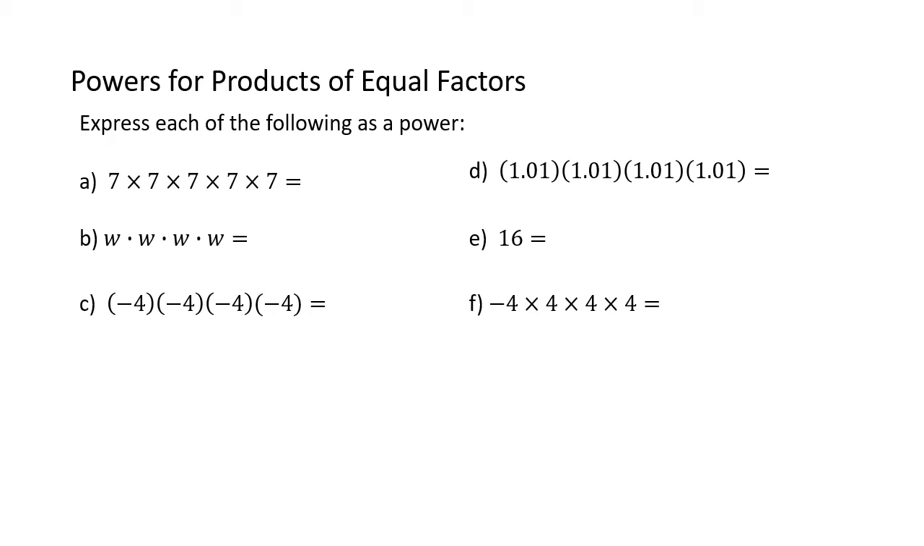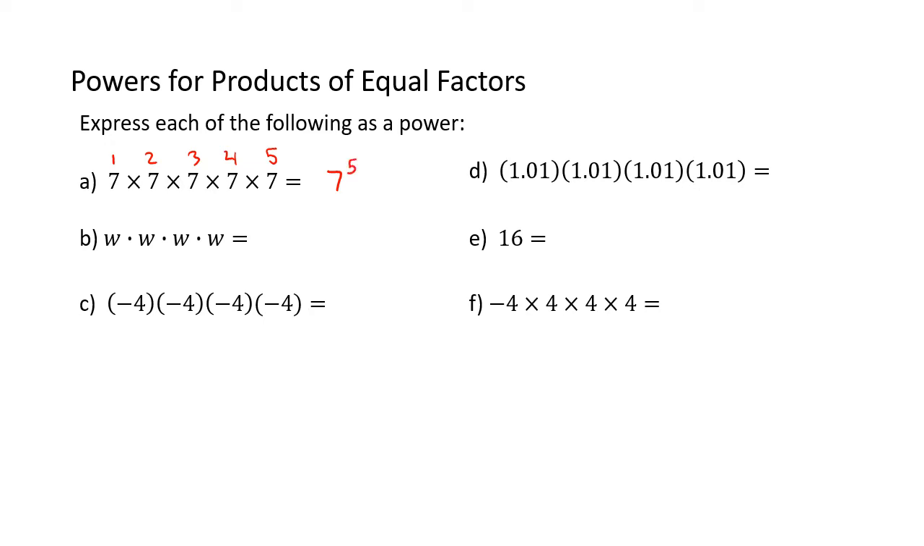In the first case, we have 7 times 7 times 7 times 7 times 7, or 5 times. That means all the numbers are the same. Every number in here has to be the same in order for it to be the base. So the base here is 7. And if you simply count them up, 1, 2, 3, 4, 5, the exponent is simply 5.